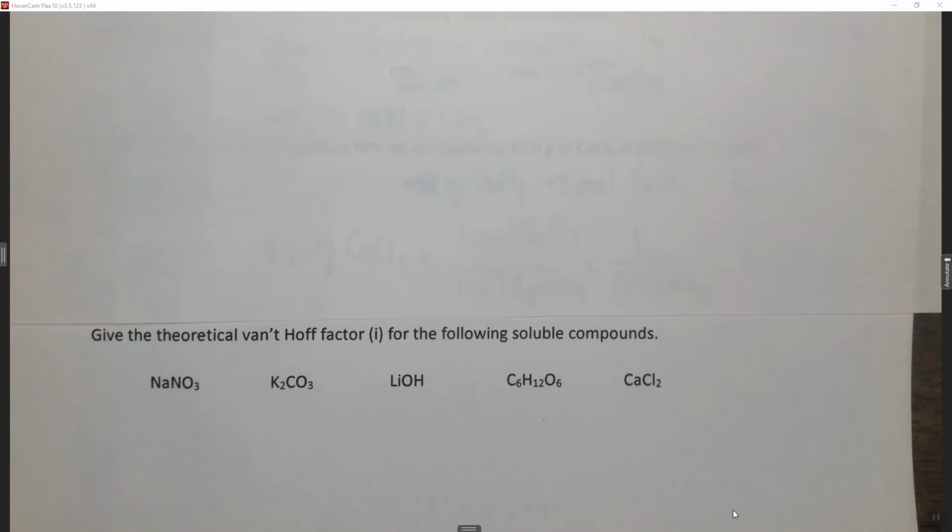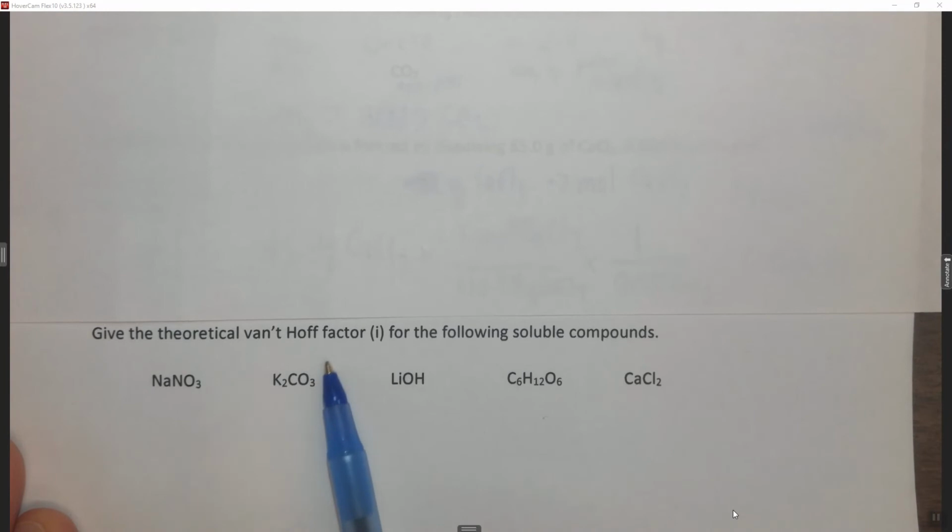If you have not already watched question 3, please start with that. This says give the theoretical Van Hoff factor i for the following soluble compounds.